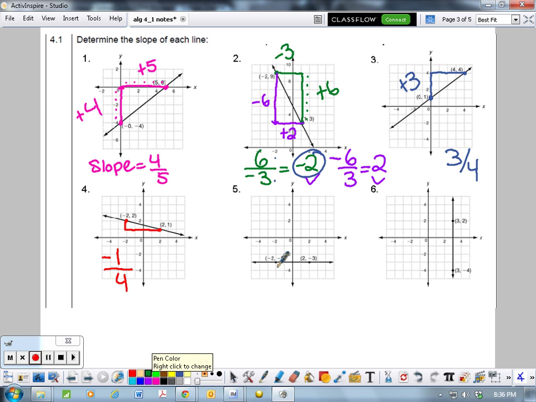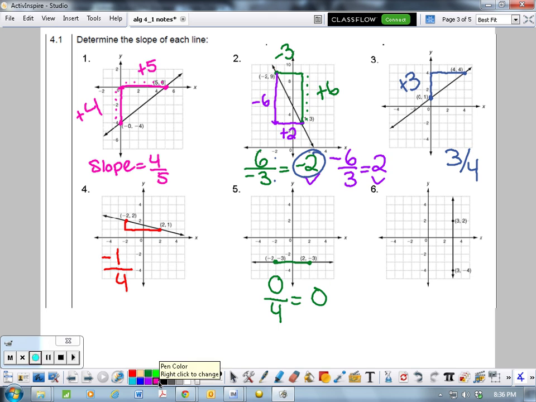So from here, here's my 2 points. I go up none. And I go over 1, 2, 3, 4. 0 over 4 is really just 0, and that's my slope. You could also tell that just by looking at it.